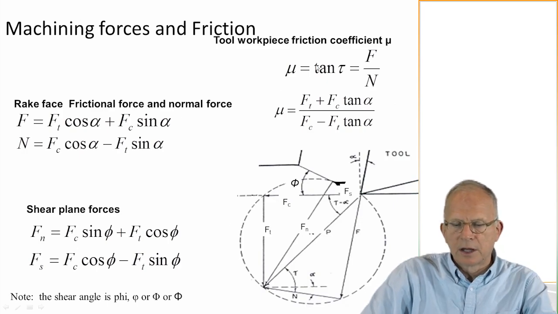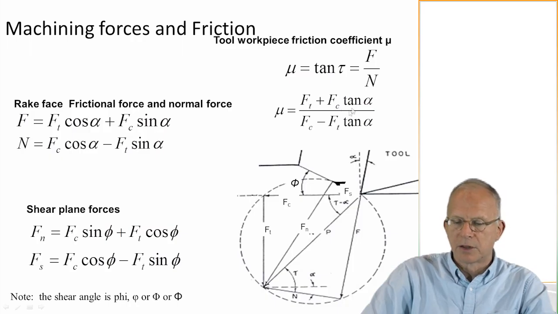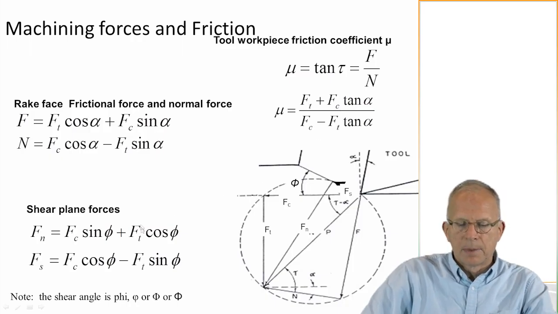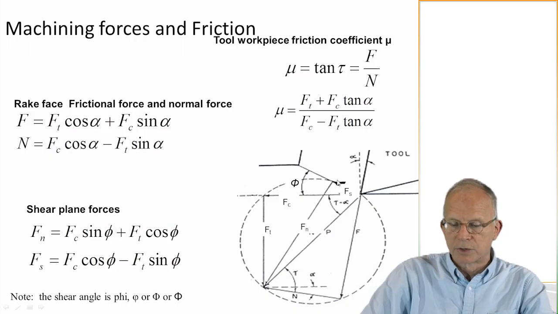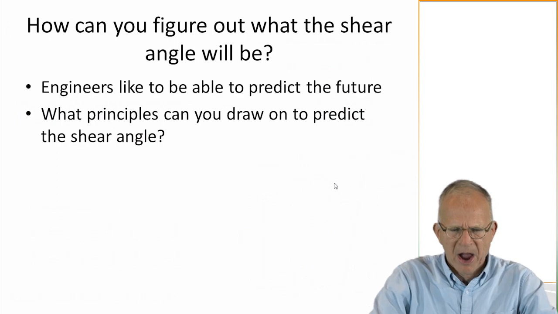So we can take a look at the friction and substitute in the previous equation and make a little trig simplification. And so we can show what the friction coefficient is directly in terms of the thrust and normal forces and the rake angle. And here is a similar transformation to what we were just looking at, except now we're going from cutting and thrust to the normal force in the shear plane and the shear force in the shear plane. So we can go from any one of these to any other one.